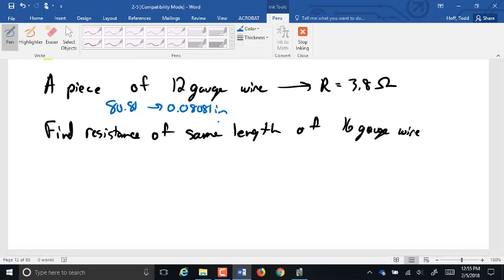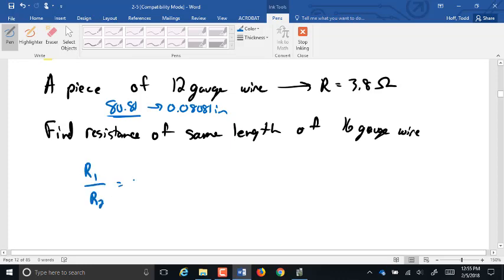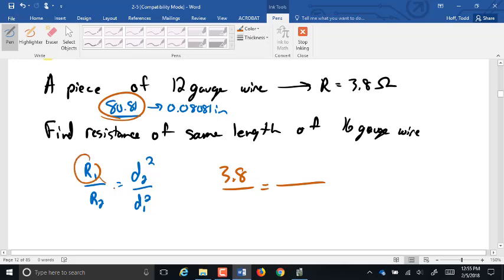Now, fortunately for us, we're not concerned about the exact measurement. We're concerned about the ratio. So we could use it as mils if we wanted to. So let's set this up. We've got R1 over R2 equals D2 squared over D1 squared. We're going to use the standard textbook formula here. We've got R1 of 3.8 ohms. Now, where is the 80.81 mils going to have to go? It comes from the same wire as the 3.8, but this is an inverse relationship. You see, R1 and D1 are diagonal. So 80.81 goes down here, and it is diameter squared.